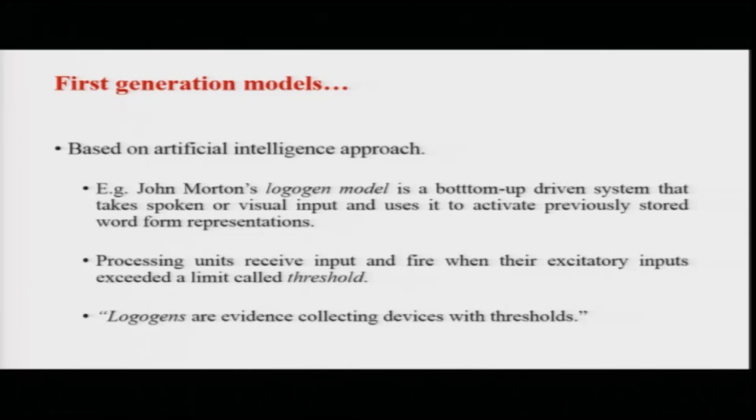John Morton's logogen model is a sort of bottom up driven system that takes a spoken or visual input and uses it to activate previously stored word form representations. So, using this logogen model, you already should know the word, and what this model will do is take up the input and evaluate whether you know this word or not. How will this evaluation happen? You look in your head, whether I know this word or not. So, basically it takes this word, builds up incremental input and matches this input to whatever representations you have in your head. The thing with which this input really matches is recognized as a word. That is what is happening.